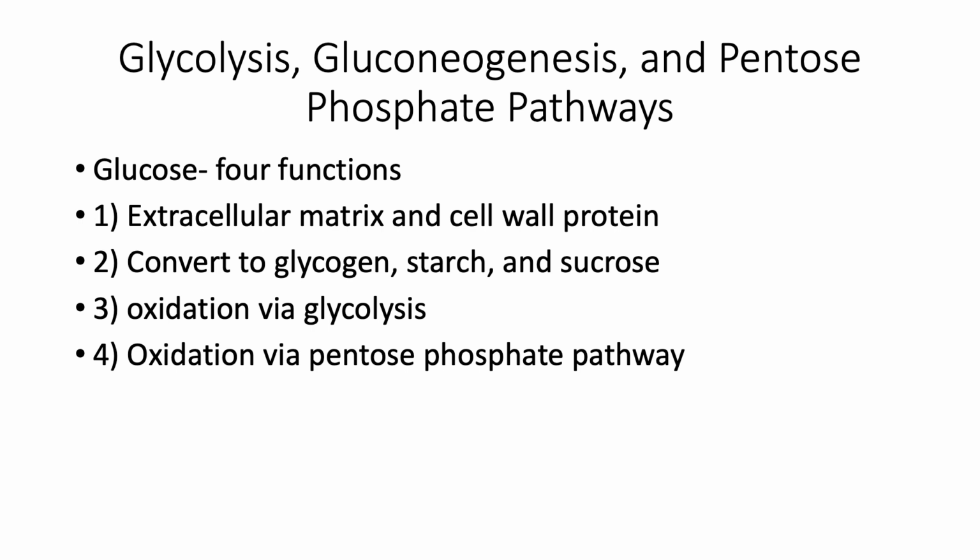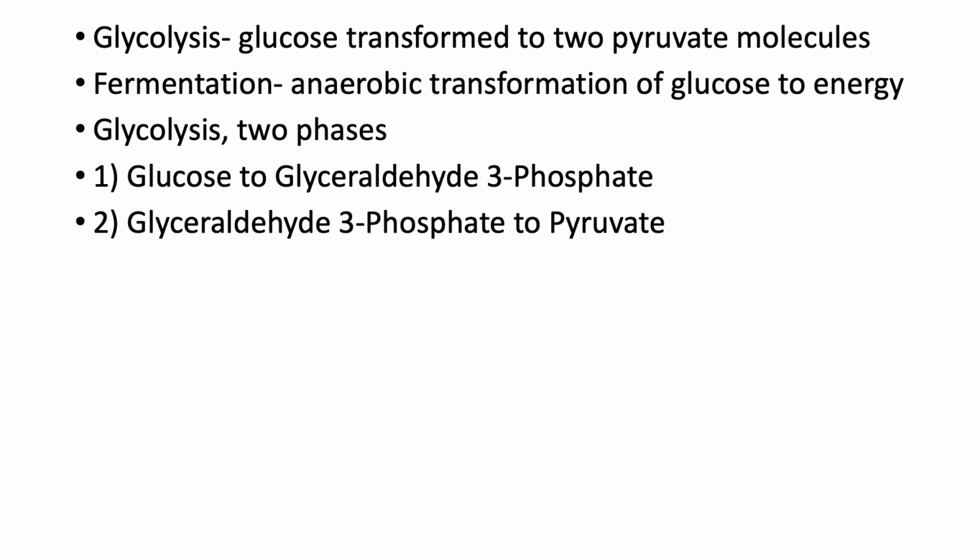First is an extracellular matrix and comprises part of cell walls as it is bonded to protein. It also is converted to glycogen. It also occurs as starch and sucrose. You can oxidize it via glycolysis, and you can oxidize it via the pentose phosphate pathway, which gives a higher energy yield. In glycolysis, glucose is transformed ultimately to two pyruvate molecules.